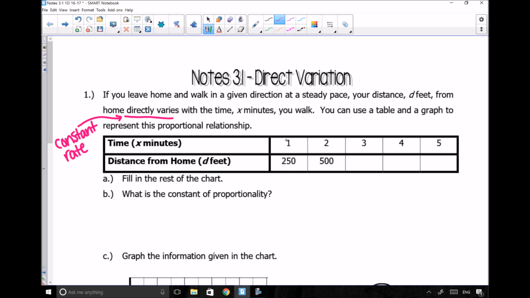So if after 1 minute I can go 250 feet, and after 2 minutes I can go 500 feet, then clearly there's a pattern. After 0 minutes I didn't go anywhere. This is increasing by 250 every time. So after 3 minutes, I can go 750 feet. After 4 minutes, I can go 1,000 feet. After 5 minutes, I can go 1,250 feet. Okay, so question A says fill in the rest of the chart. We already did that.